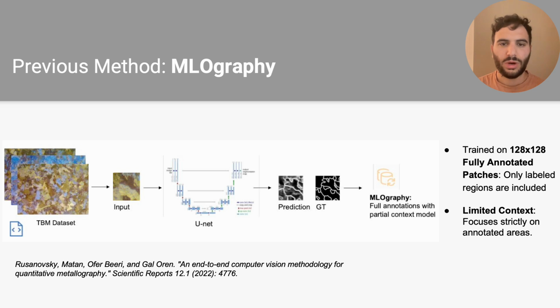MLOgraphy was one of our earliest methods for detecting grain boundaries in metallographic images. It used a U-Net trained on 128 squared fully annotated patches, focusing only on the manually labeled areas. While this approach produced clean predictions, it has a major limitation. The model saw only local context. As a result, it often failed to generalize across broader texture variations or capture long-range texture transitions, both of which are essential in metallographic analysis.